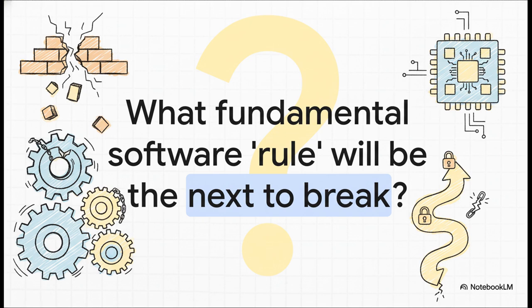The GIL was a rule that made sense for decades, but now it's being broken to fit the reality of multi-core processors. As our hardware continues to change in wild and unpredictable ways, what fundamental software assumption do you think will be the next to fall?